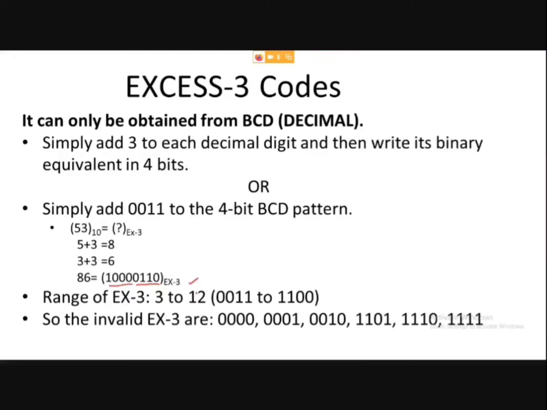So like for BCD, the valid BCD range was 0 to 9. So the minimum excess-3 here will be 0 plus 3, that means 3. And the maximum excess-3 will be 9 plus 3, that means 12. So this becomes the range of excess-3, 3 to 12. And the invalid ones are 0, 1, 2, and 13, 14, and 15. So these are the 6 invalid excess-3 codes.